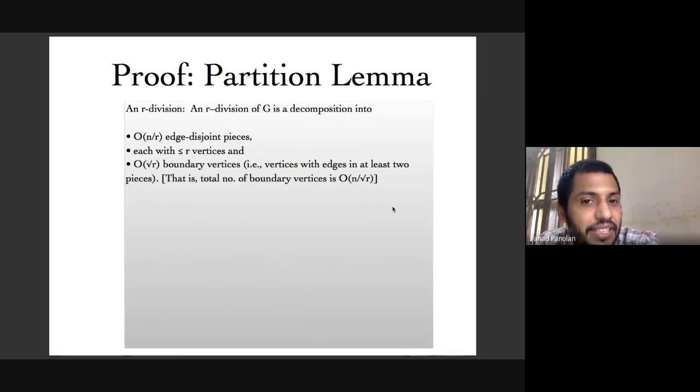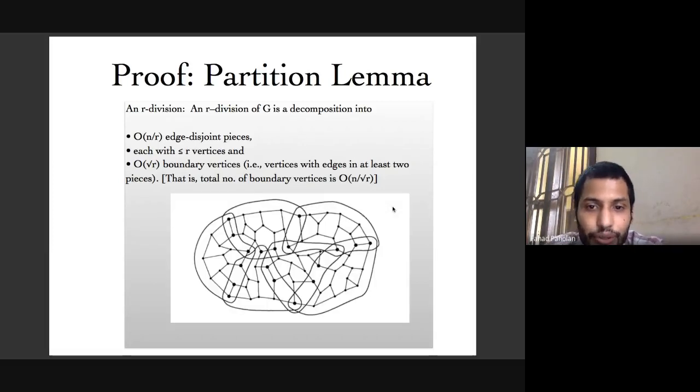An R division of a graph G is a decomposition into order n by R edge disjoint pieces. You should be able to partition the edges into different pieces, order n by R of them. Each of these pieces should contain at most R vertices, where vertices are the endpoints of the edges within a piece. And for each piece, I can have at most order square root R boundary vertices. Something is called a boundary vertex if it has at least two edges, one within that piece and one in a different piece.